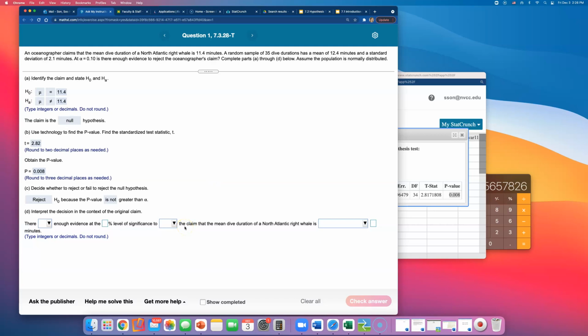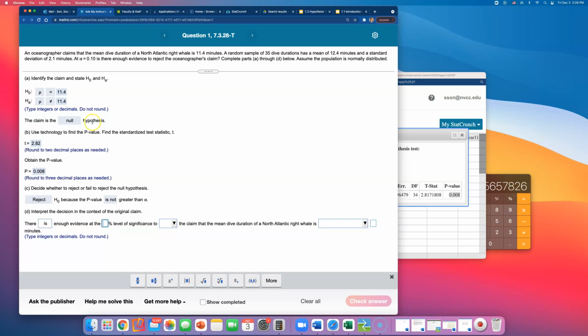So whenever you reject, you have statistical evidence. We're going to go ahead and just say there is enough evidence at the what level? Alpha level was 0.10. So at 10% level, 2. Now, what was the claim being made here? The claim being made was the null. We just have enough evidence to reject this null.